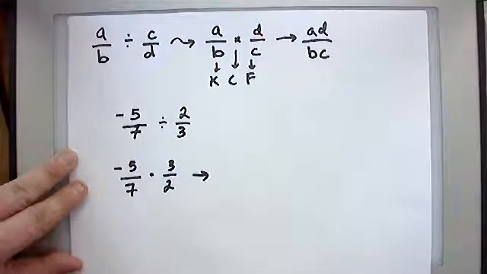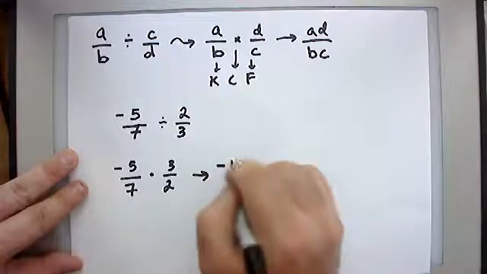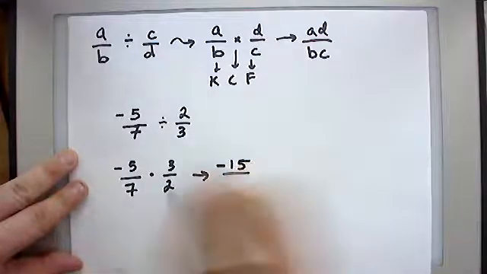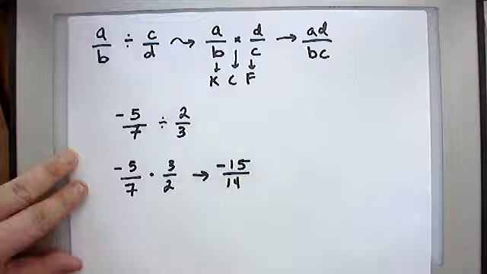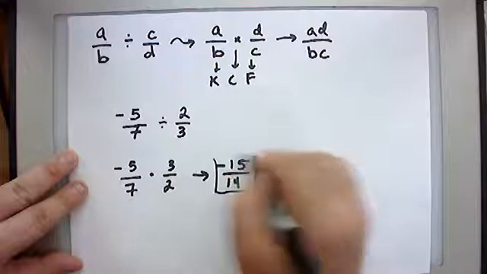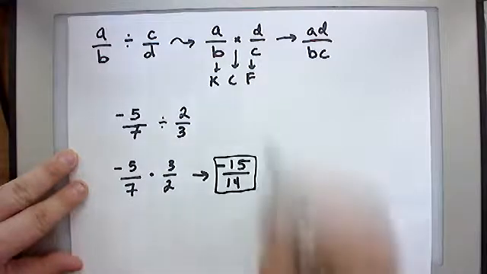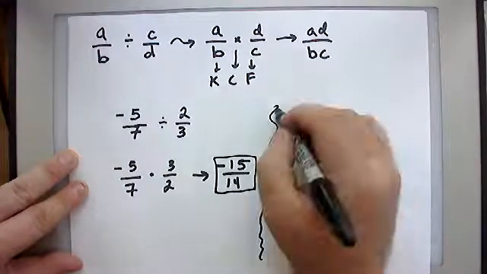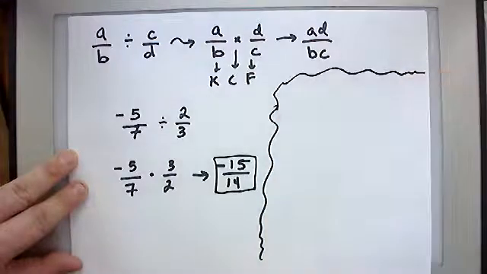It's going to multiply straight across. Negative 5 times 3, that's negative 15. 7 times 2, that's 14. And 15 and 14 don't have anything in common. So right off the bat, we're good to go. Go ahead and get one more in here, because again, it really just is more multiplication. You just have to do a little bit of flipping.